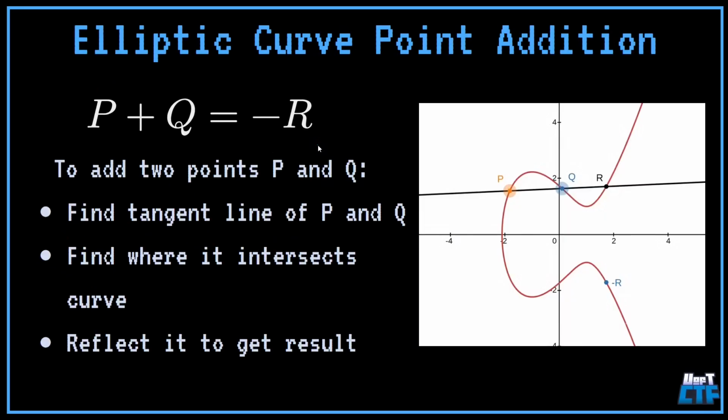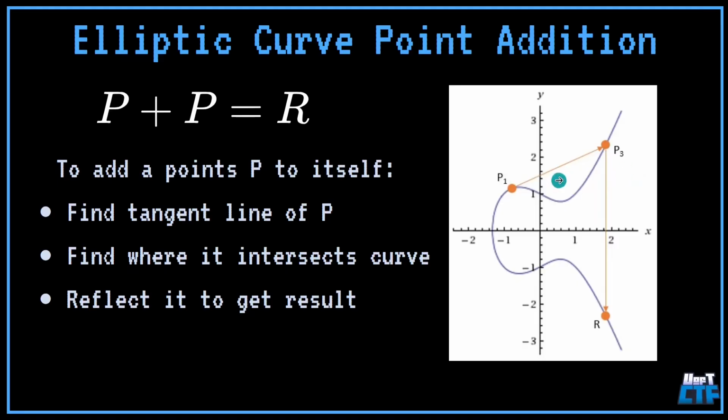So you can do a few things on elliptic curves. You can add 2 points, and the way that is done is you have your P and your Q points, and you find a line between the two, and then you find where it intersects the curve. So in this case, it intersects the curve at this point, and you reflect it to get the result of the addition. So that's how you add 2 points. Now, more importantly, if you add the same point to itself, you go through pretty much the same process.